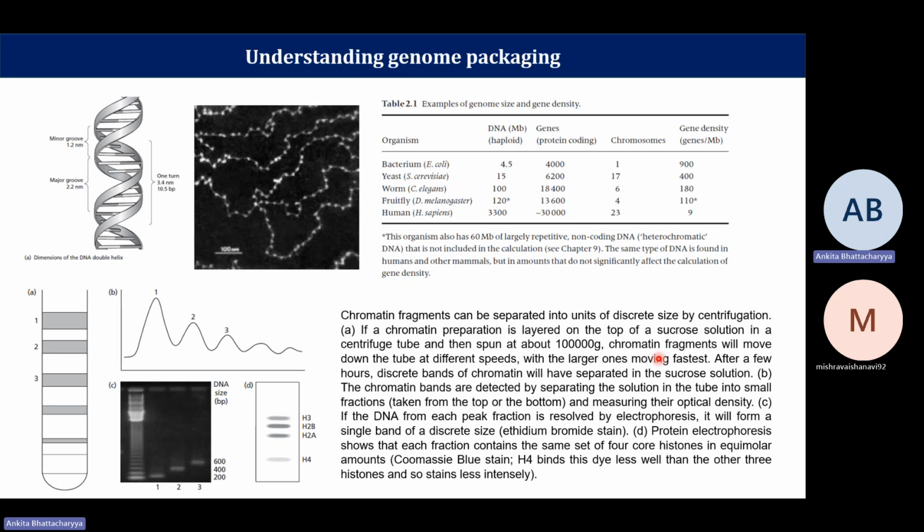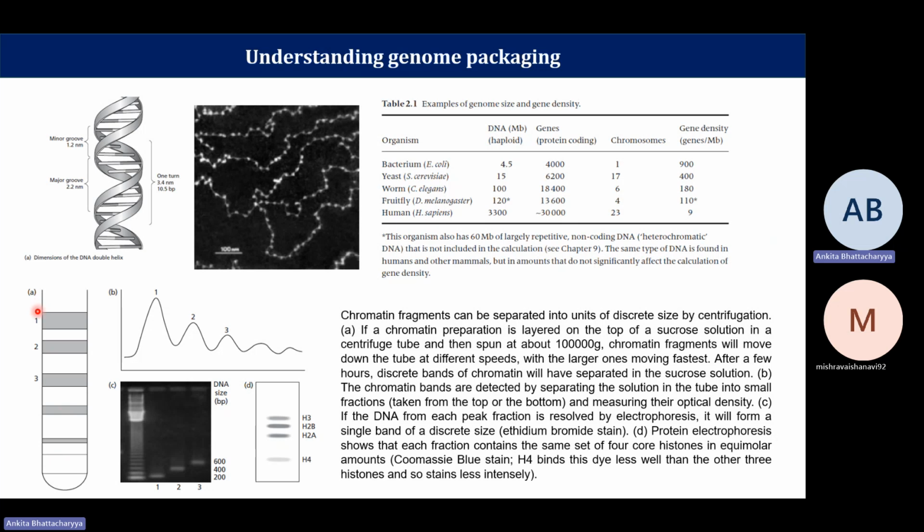And after a few hours, you'll see that discrete bands of chromatin will separate within the sucrose solution. And if the DNA from each peak fraction gets resolved by electrophoresis, so yeah, you take little fractions either from the top or the bottom. How do you do it?